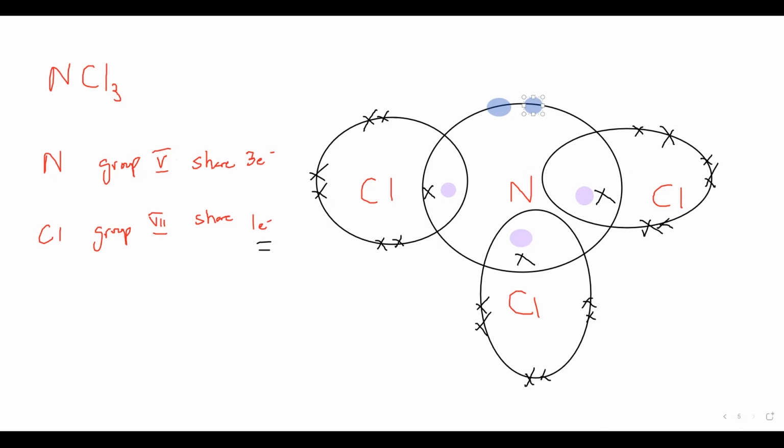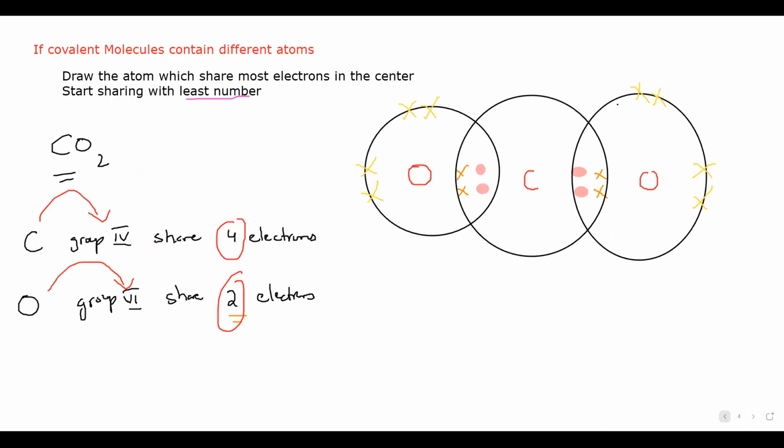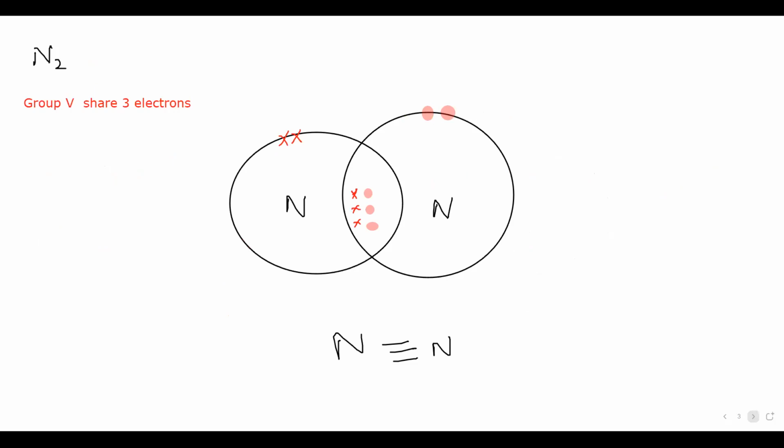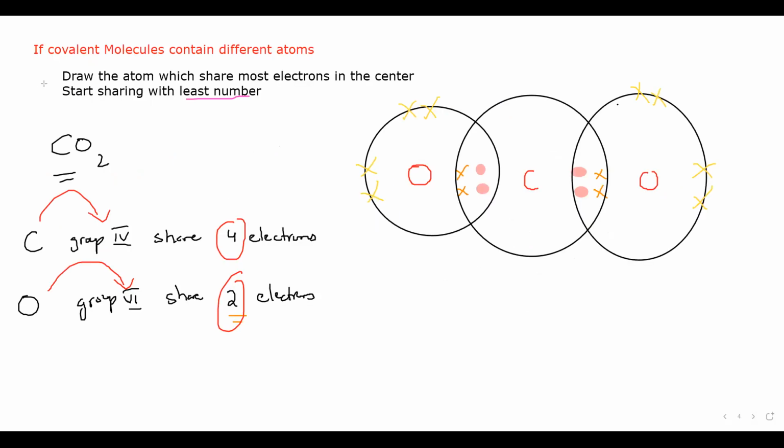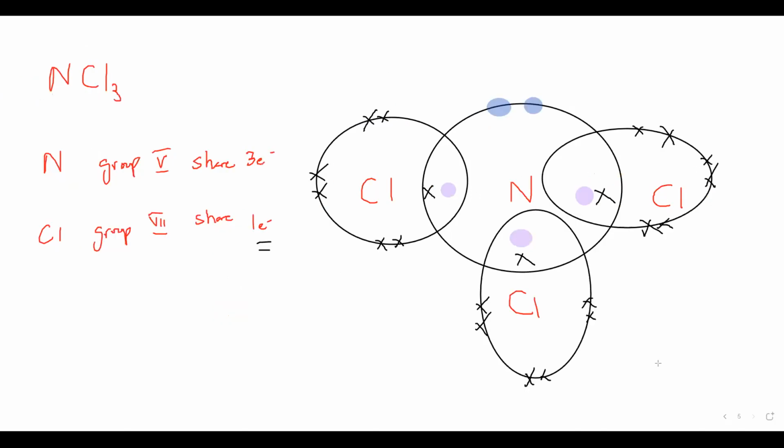In the beginning, because it is sharing the maximum number, it should be in the center so it can bond with more atoms. So whenever two or more atoms are there, always keep this rule in mind: draw the atom which shares the most electrons in the center and then start sharing with the least number. Is it clear? The covalent structure of NCl3.